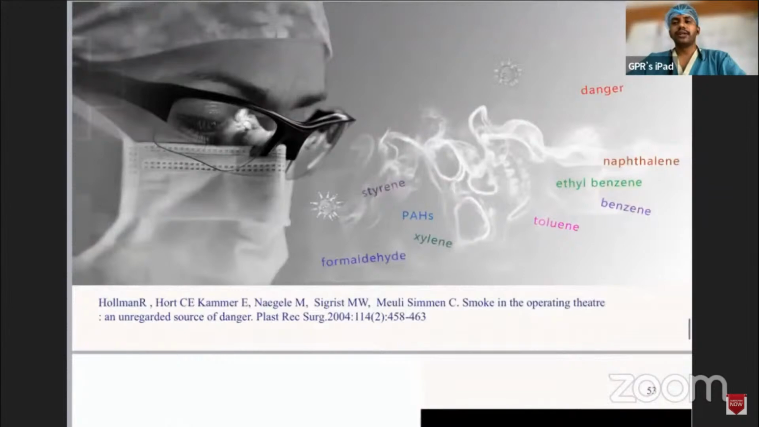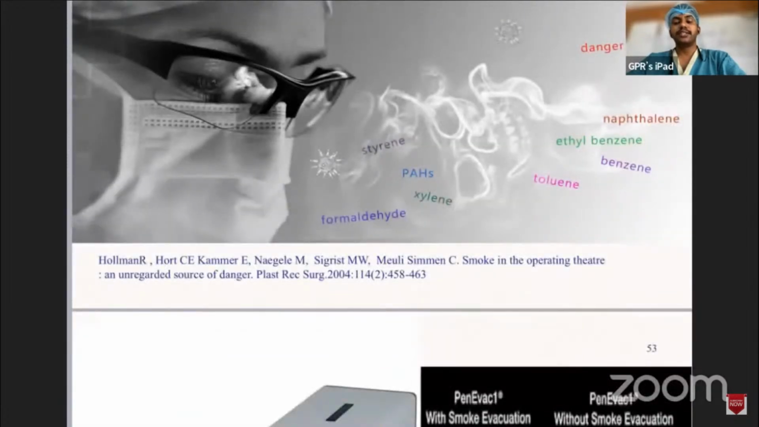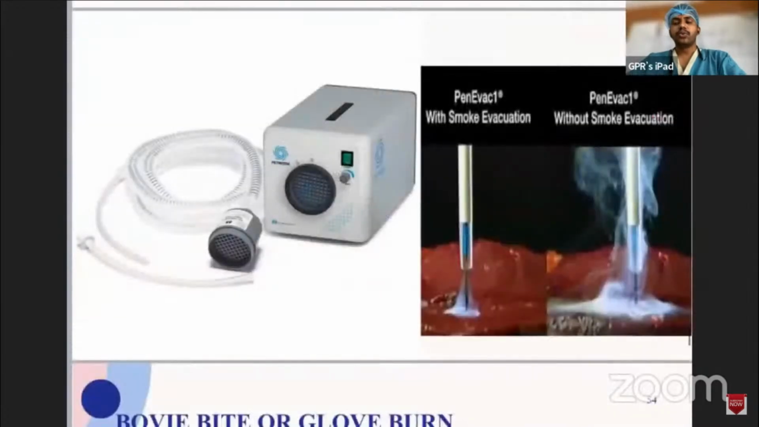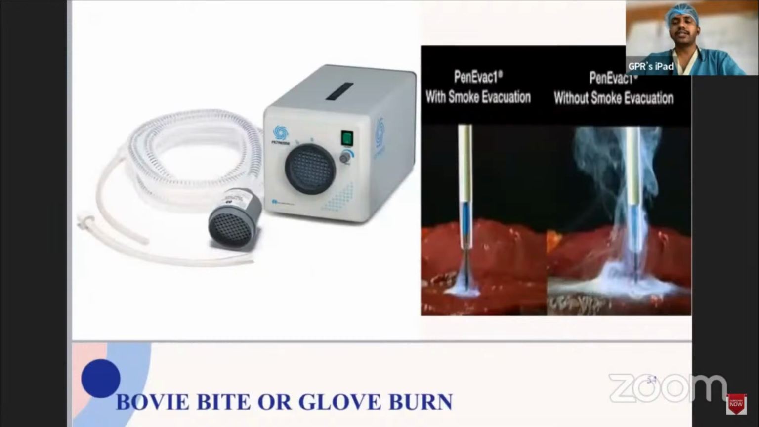So these are the different chemicals that are dissipated out of these units. That could be xylene, toluene, benzene, formaldehyde, and last but not least, the dangerous virus per se. To overcome this scenario, we have something called a pen evac. As I said, the monopolar tip with the evacuation chamber has less smoke that can be inhaled by any person in the operation theater.